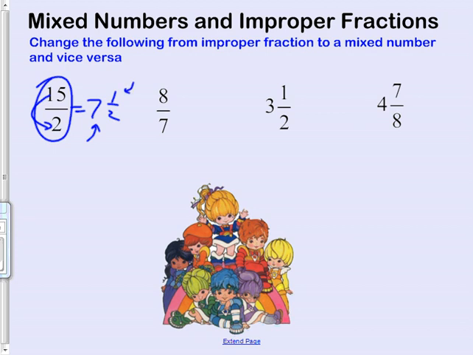Sometimes I like to break it up this way, and sometimes this helps kids understand it better. This is the same as 14 over 2 plus 1 over 2. And that's why it's 7 1/2. Does that make sense to you?